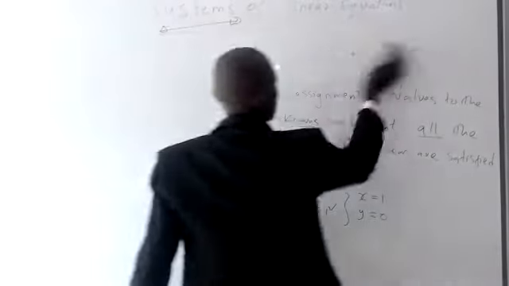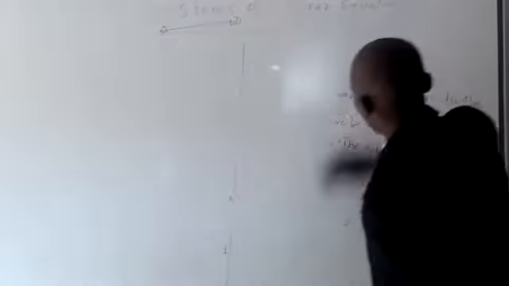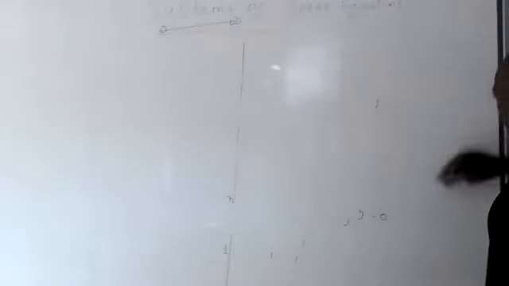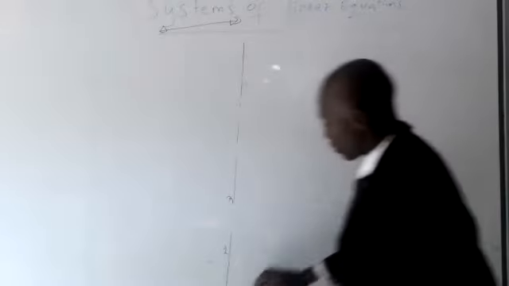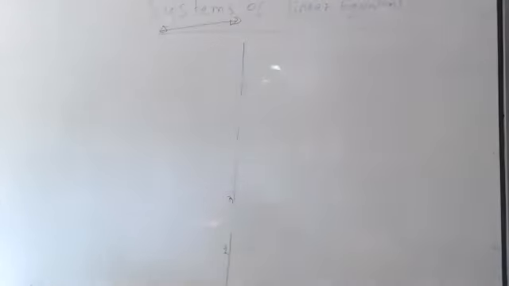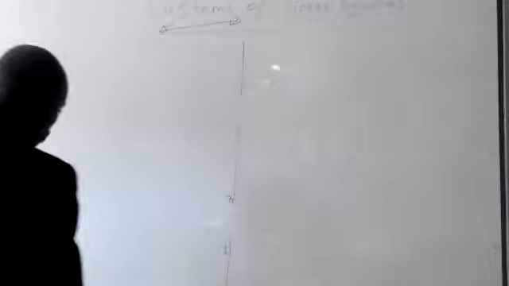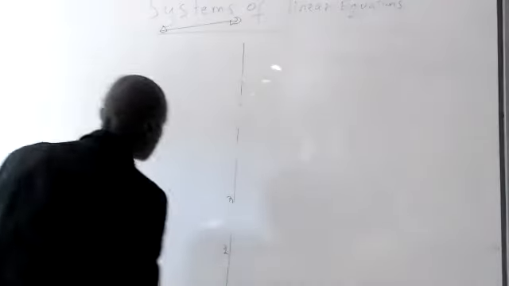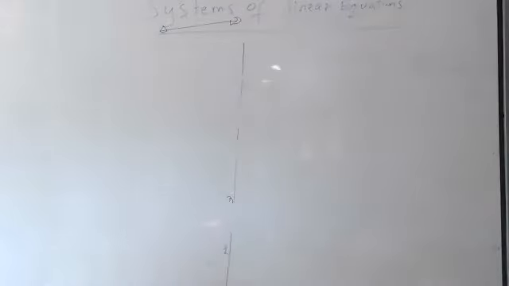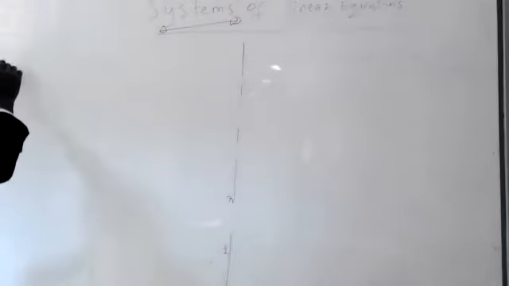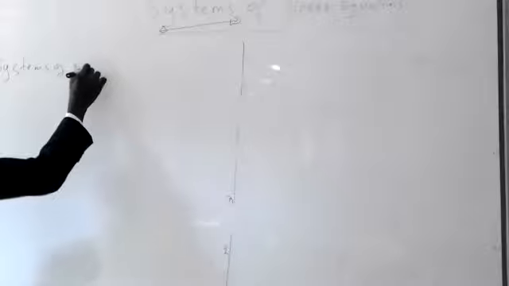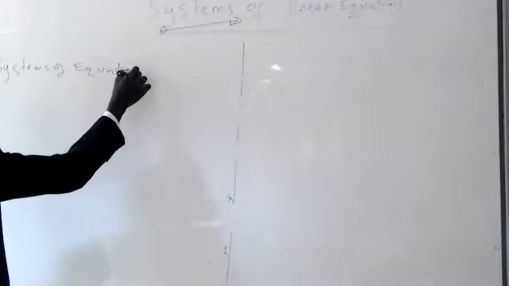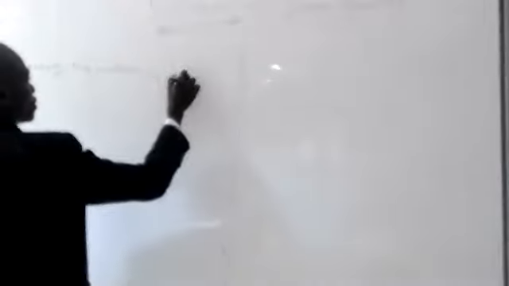Now, there are very many methods. There are finitely many methods that the mathematicians have come up with to resolve or to find solutions to systems of equations. So first and foremost, we will start with systems of equations in two unknowns.